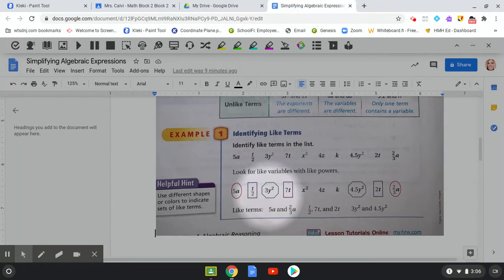Then we have 3y squared and 4.5y squared. The variables are both y and they are both squared. They have the same exponent, so those are like terms. Okay. Oh, and then I forgot here, the 7t went along with the t divided by 2 and the 2t. All right. These, they did not identify with anything else, so these didn't have any like terms to go along with. So when they listed the like terms, you just list them with the and in between it.